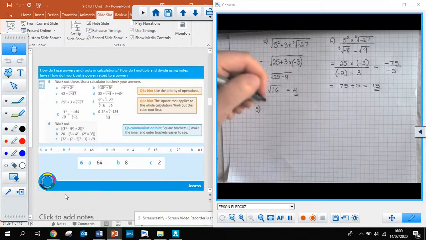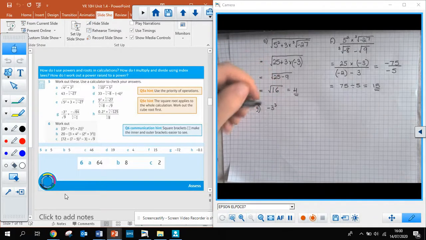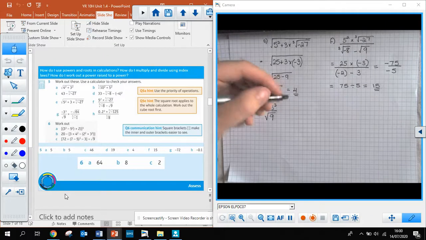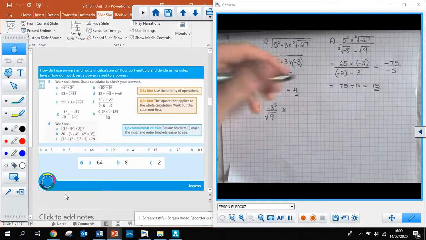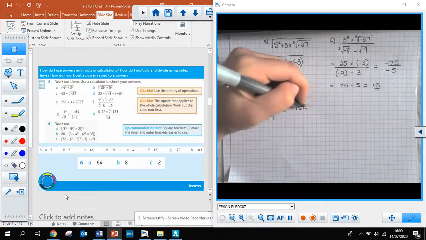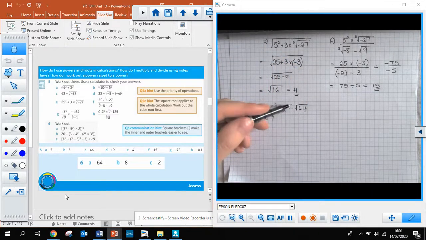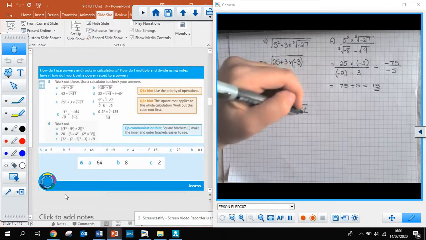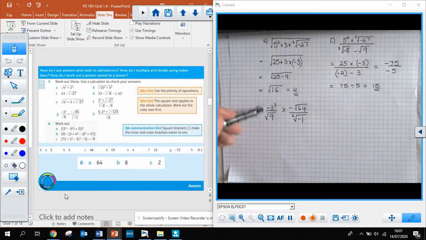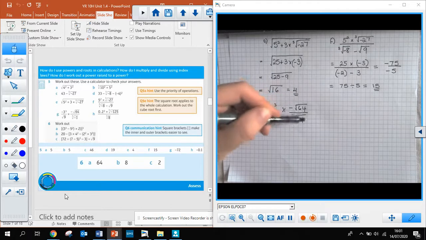We have minus 3 cubed over the square root of 9, multiplied by minus the square root of 64. Notice the minus is on the outside of the root, so it's minus root 64, over the cube root of negative 1. Okay, so I'm going to work out each part first.